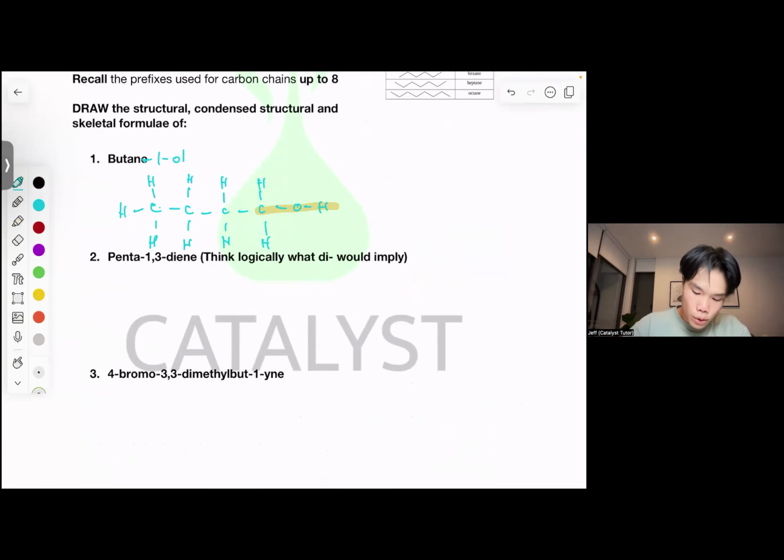Condensed structural, there are two ways you can represent it. You can either do it in the really condensed way, where you don't show any bonds at all. Wow, my pen is playing up. Okay, CH2OH, or you can show them with bonds between the carbons still.